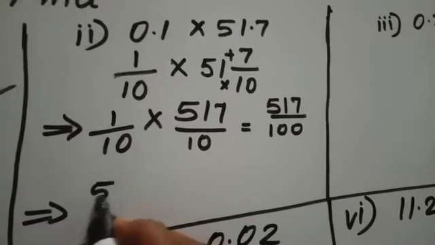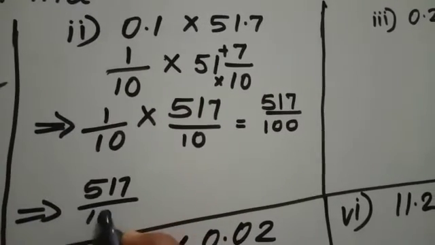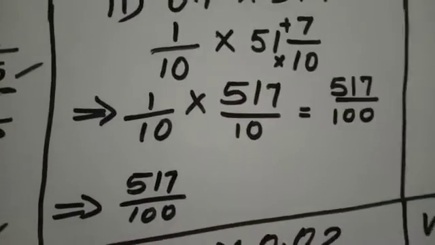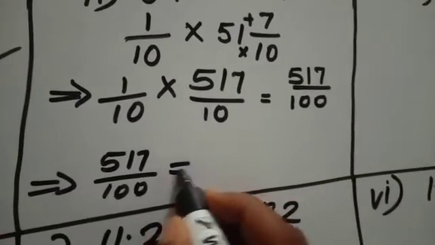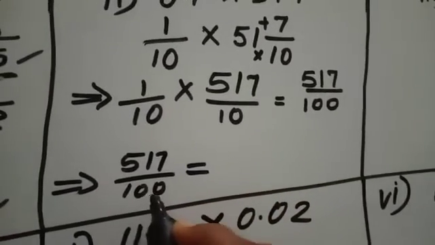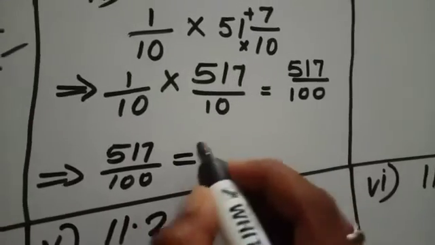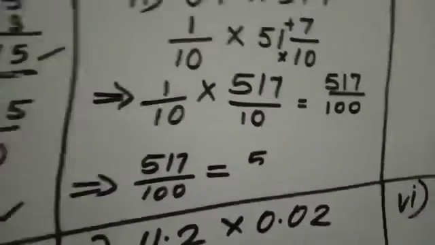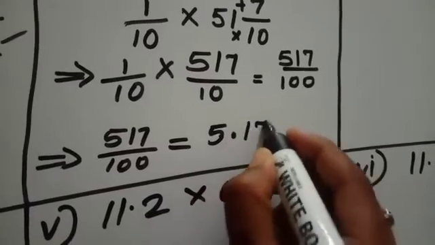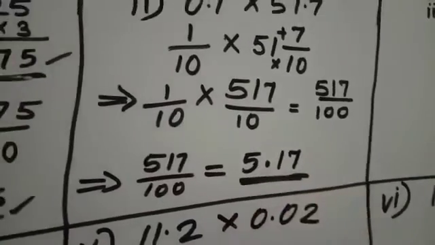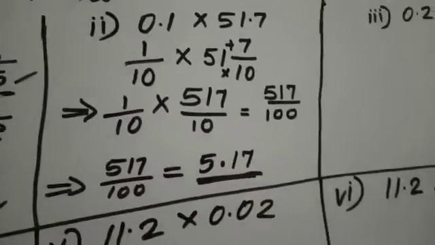It is very easy to write in the form of decimal. How to write? Either you go for a simple division, or there is a trick that when you divide by 100, move 2 places to the right side. In this way 5.17, because the answer will be 5.17.